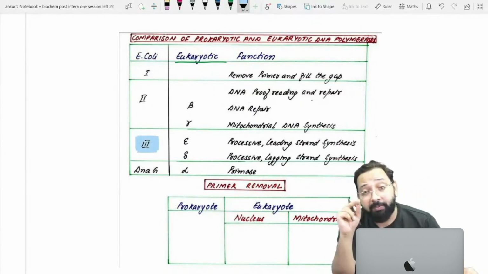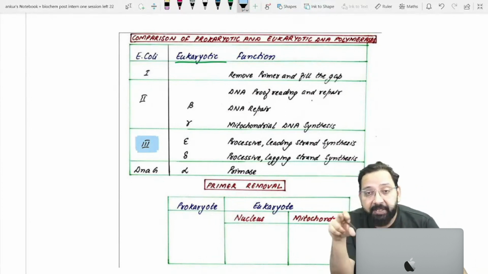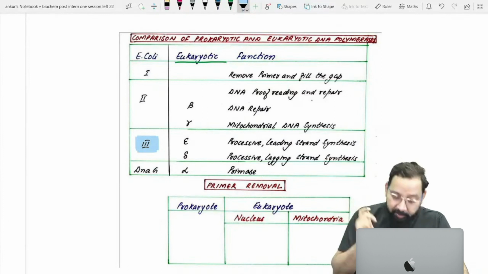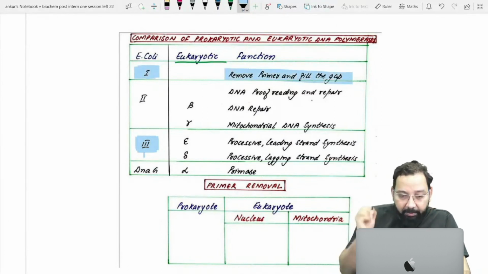DNA polymerase 3 synthesizes the complete leading strand and small fragments on the lagging strand. Those small fragments are called Okazaki fragments. DNA polymerase 1 removes primer and fills the gap.